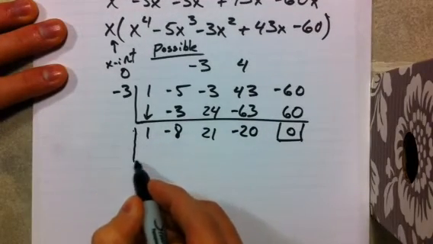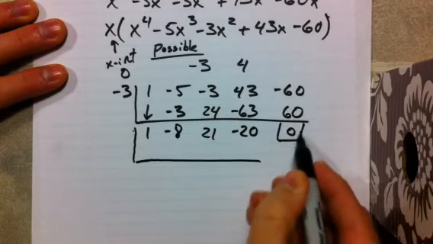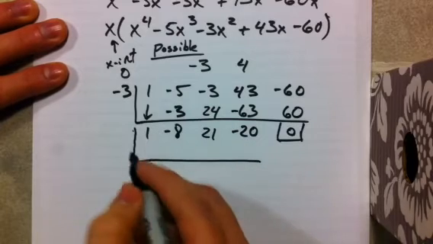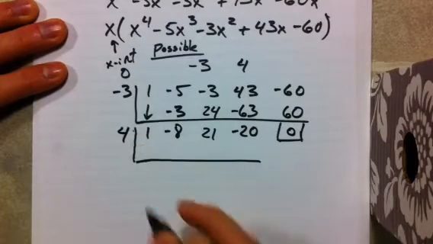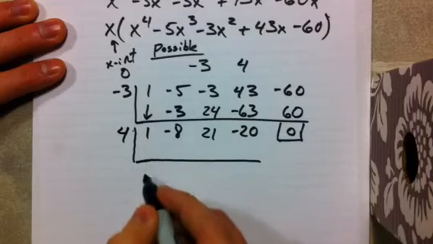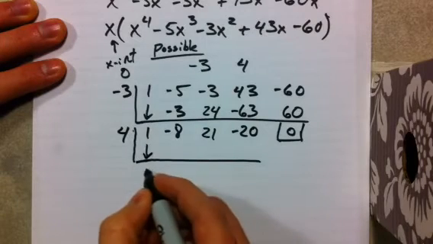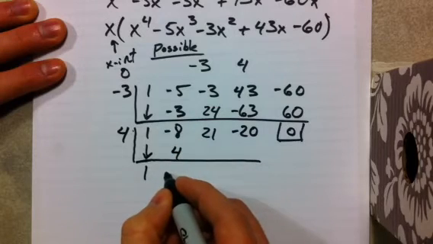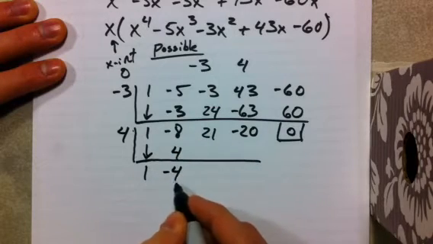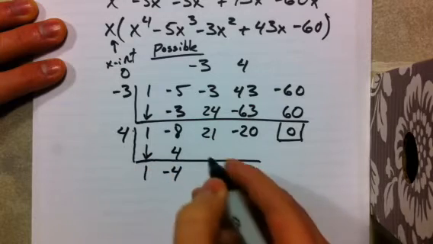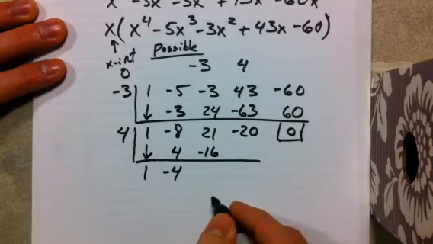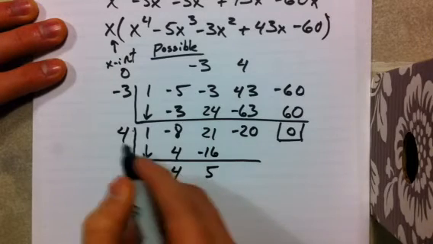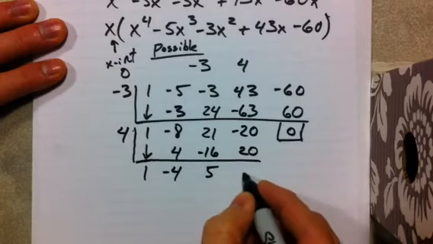So let's just draw a line again, ignoring our remainder over here because that's gone. These are our coefficients left. And use 4 because we noticed that it crossed at 4. So drop it down. 1 times 4 is 4. We add and we get -4. We multiply by this 4 over here, we get -16. And then we add again, we get 5. 5 times 4 is 20, and we get a remainder of 0.